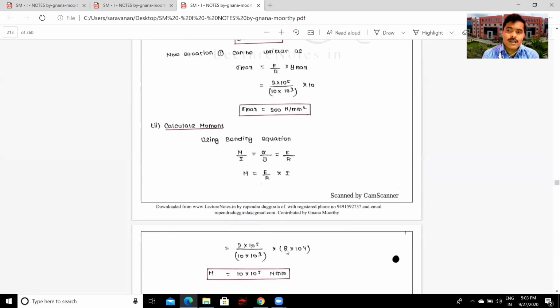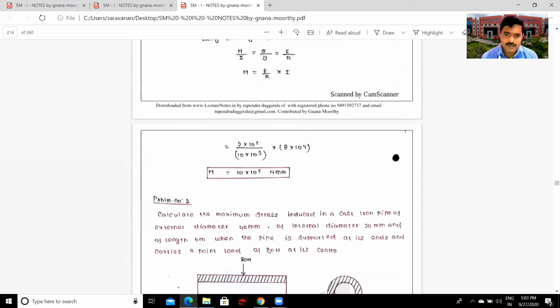Next, they are asking for the bending moment. What is the equation? M by I equal to sigma by y equal to E by R. So you can use M by I equal to E by R. From this relation, M is equal to E by R into I. So E value you know, R value you know, moment of inertia I, b t cube by 12, you know, 8 into 10 power 4. Substitute, you will get the moment value 10 into 10 power 5 Newton mm. So moment is force into distance, force Newton, distance mm, so Newton mm is the moment unit. Okay.